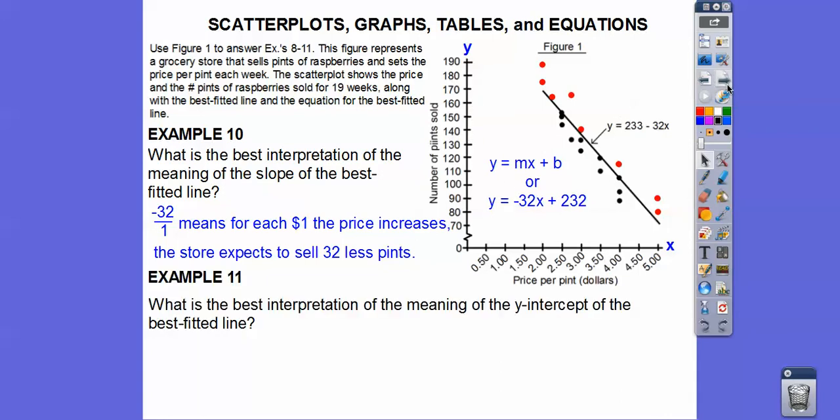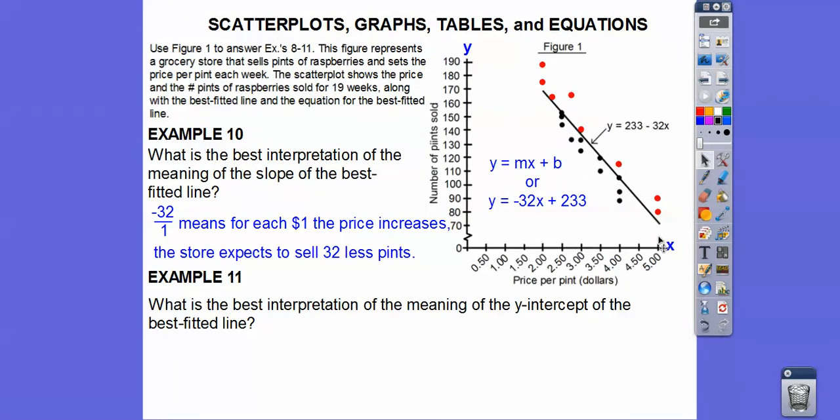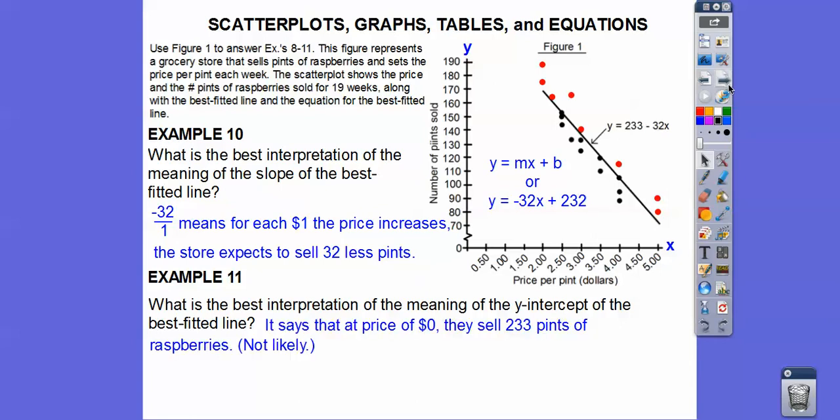What's the best interpretation of the y-intercept of the best fitted line? The y-intercept is 233. The y-intercept, you guys, is when x equals 0, or where this line crosses the y-axis. It would be way up here somewhere. So that means when the price is 0, it says at a price of $0, they would be selling 233 pints of raspberries. Well, that's not realistic, you guys. If they're giving away the raspberries, they'd probably need a whole bunch more than 233 pints. It starts to get unrealistic over here. Even at a price of 50 cents, it'd be way up there. So it just gets unrealistic when the price is 0.